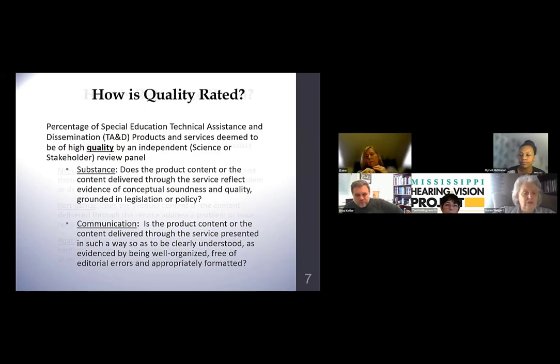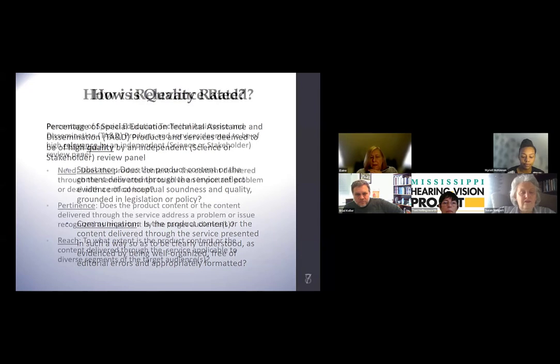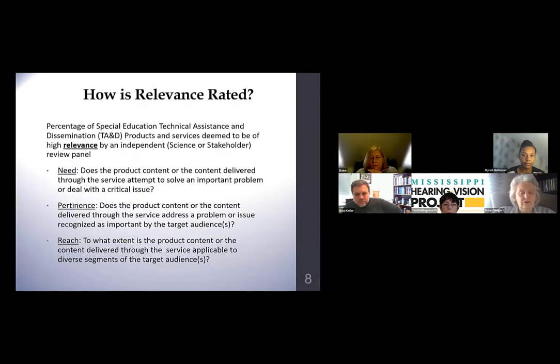Moving on to relevance. How is relevance rated? And what does it mean to have a highly relevant product or service? We've determined that there are 3 dimensions for relevance, and these are need, pertinence, and reach. So the need dimension answers the question, does the product or content delivered through the service attempt to solve an important problem or deal with a critical issue?